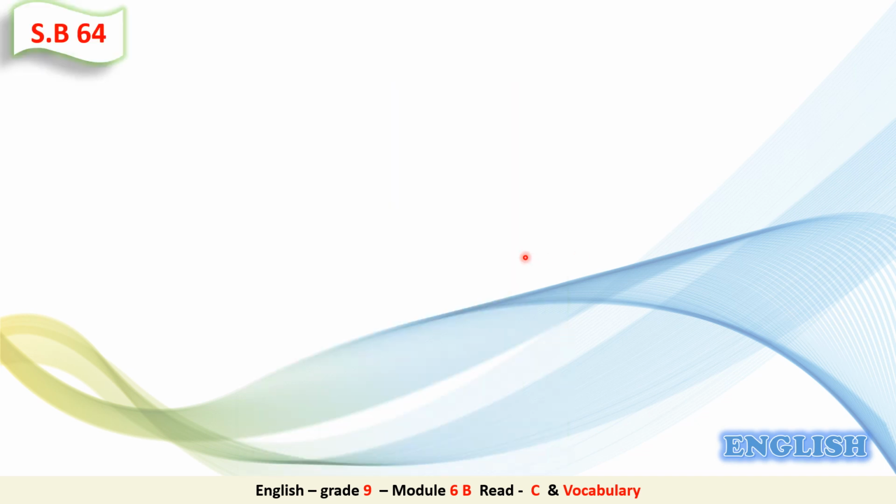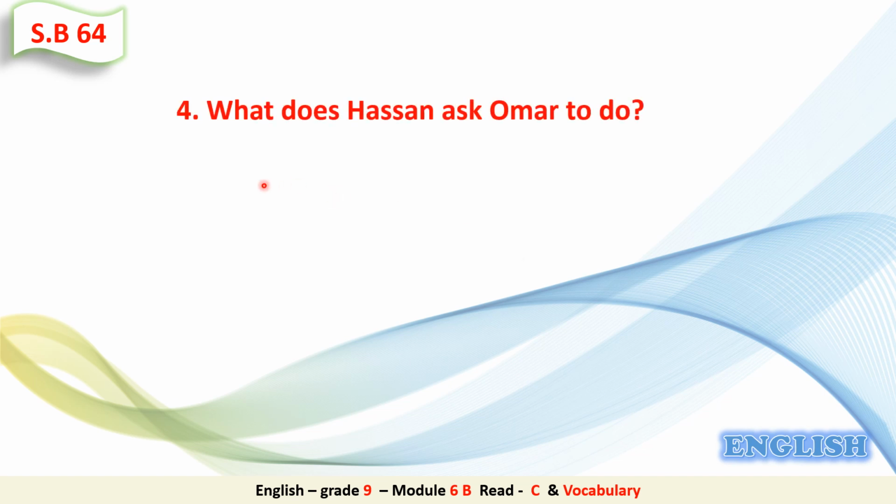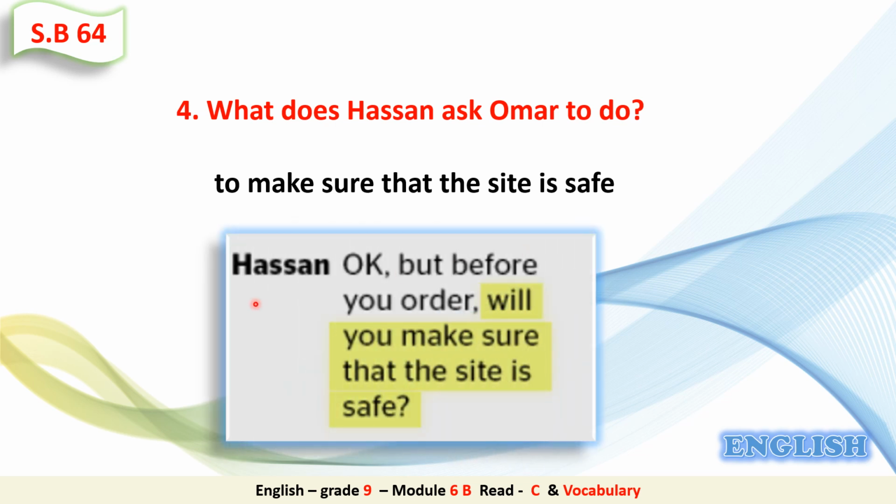Question number 4 now. What does Hassan ask Omar to do? Very good. He asks him to make sure that the site is safe. Now, which sentence tells us that? Brilliant. When Hassan says, will you make sure that the site is safe?